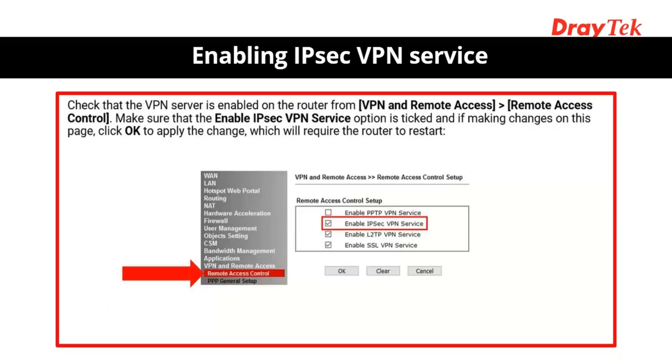Before configuring an IPsec tunnel, within the web interface of both routers, navigate to the VPN and Remote Access page, and then enable the IPsec VPN service from there. You can click OK to apply the change. This will require a reboot, and the router will prompt you to do so. So you can go ahead and accept the prompt to reboot the router.